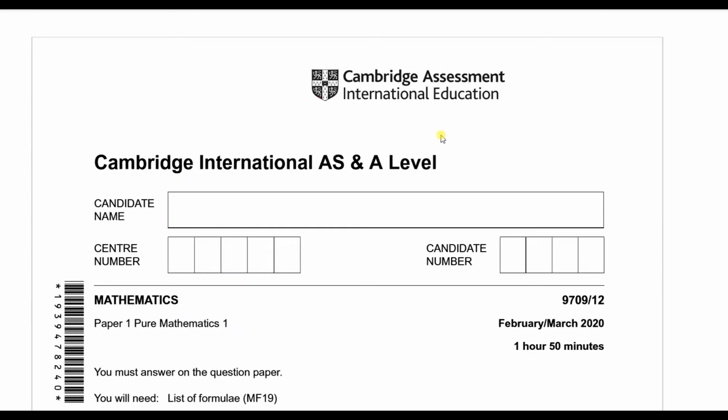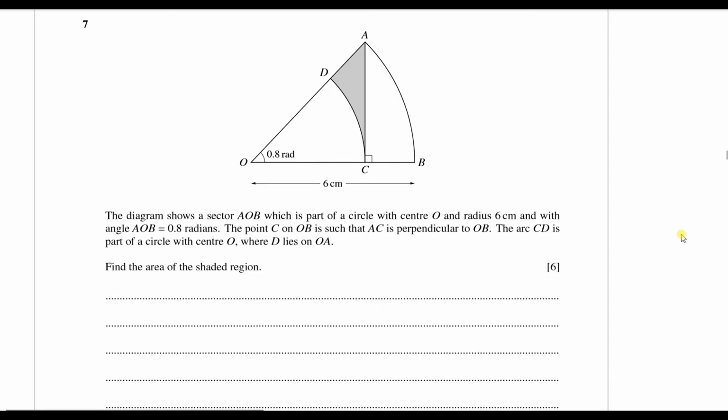Hello everyone. In this video we will discuss question numbers 7, 8 and 9 of the February/March 2029 9709/12 paper. So here is question number 7.